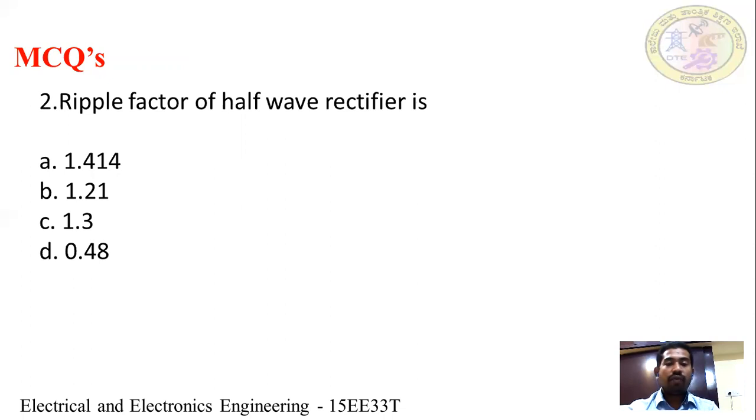The ripple factor of half wave rectifier is, you know that, what is the ripple factor of half wave rectifier? The options that are given: first one, 1.414, second one is 1.21, option C is 1.3, and option D is 0.48. Let me check the answer. Obviously it is 1.21. Answer is B.